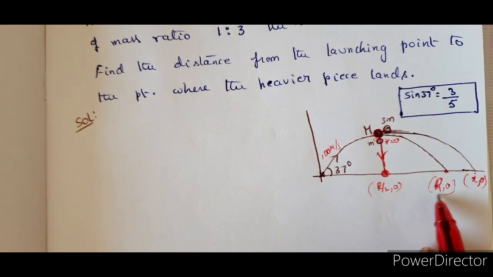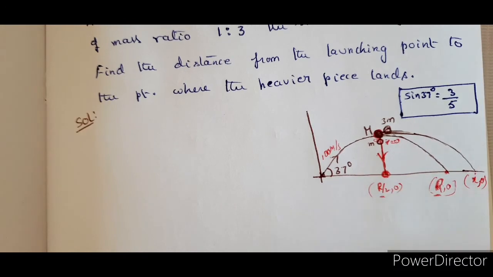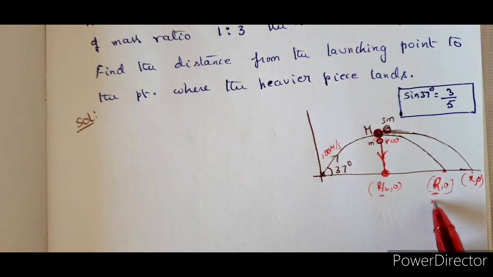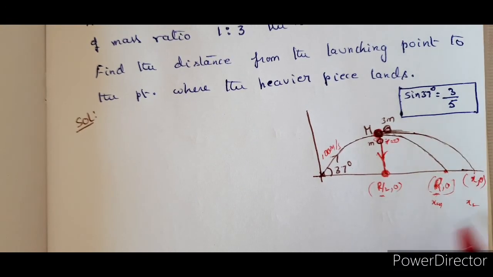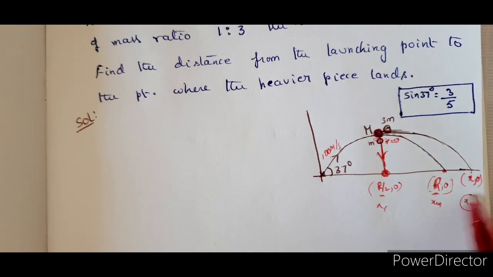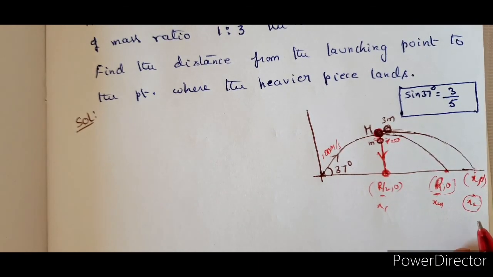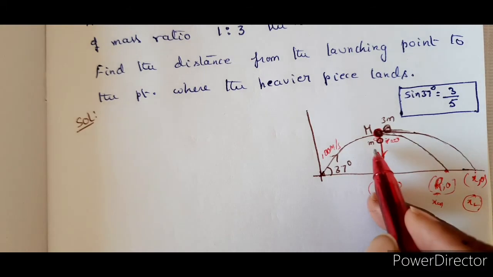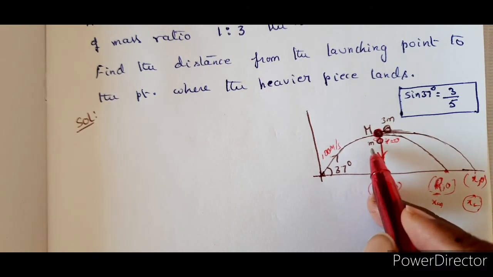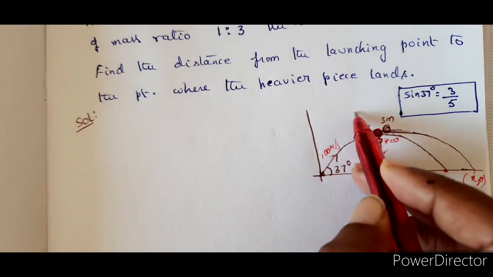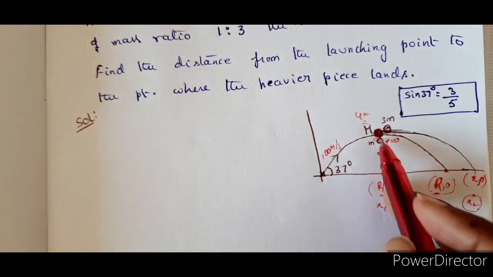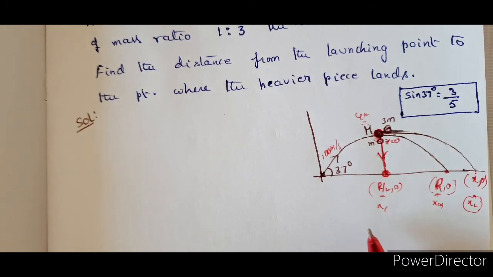What you have in hand is R, you have R by 2. That means you have xcm, you have x2, you have x1. You need to find x2. You know the masses. Here the mass is in the 1:3 ratio. If you take total mass to be 4m, then one is m, the other is 3m. I can take it like that.